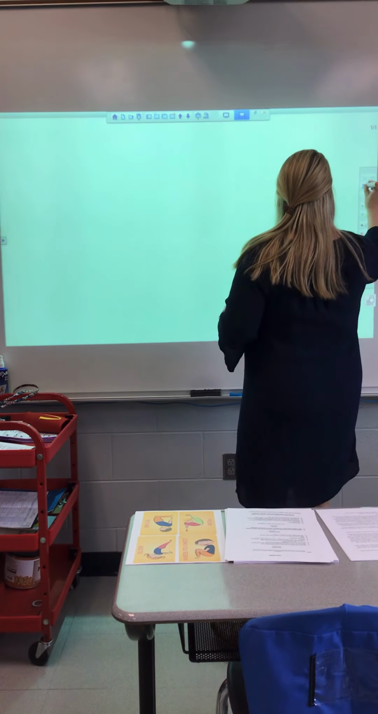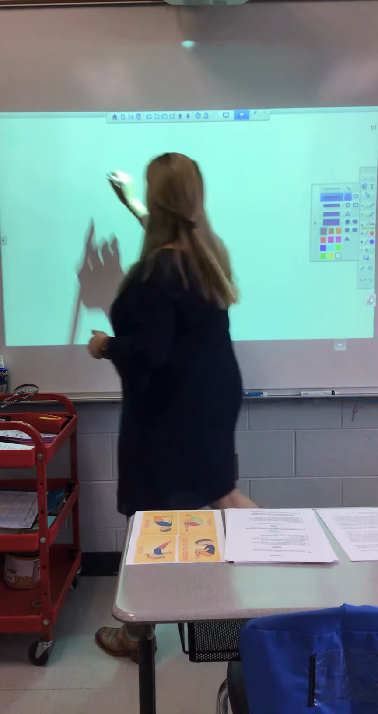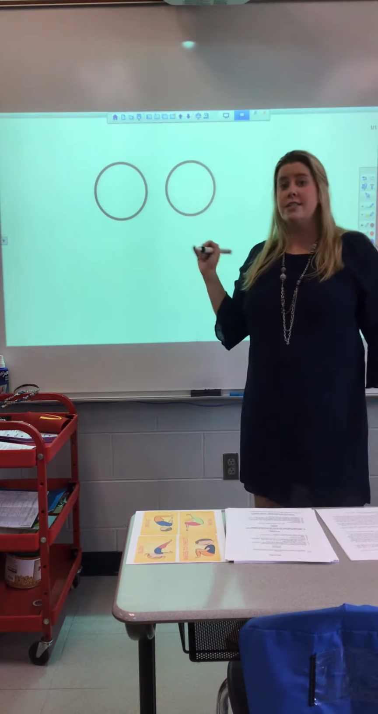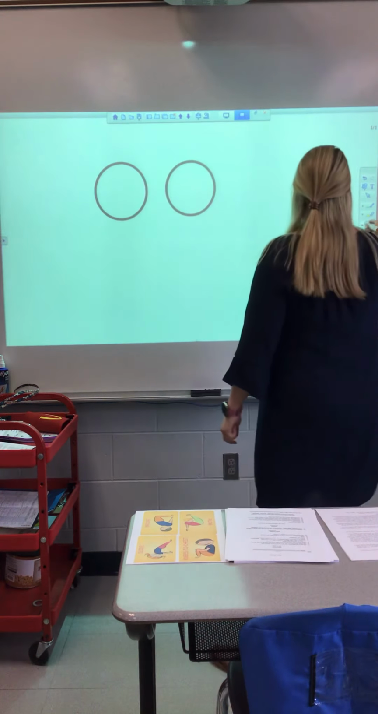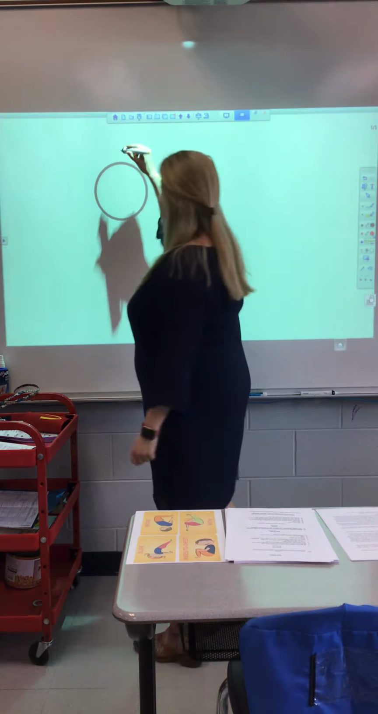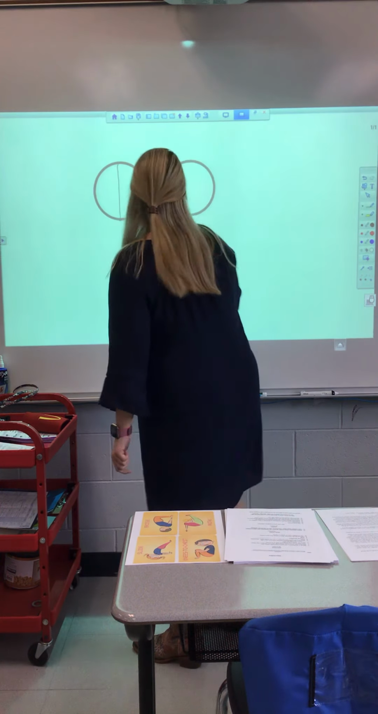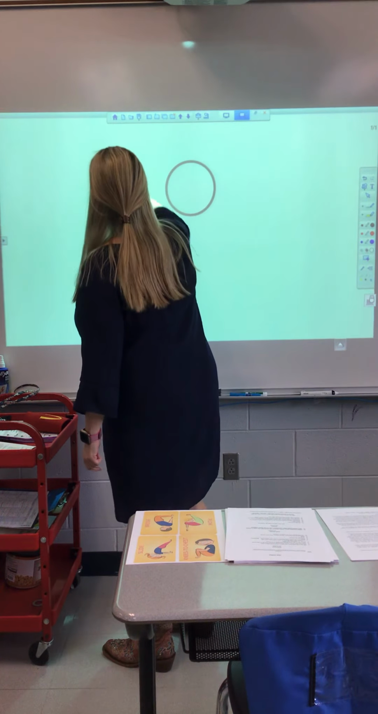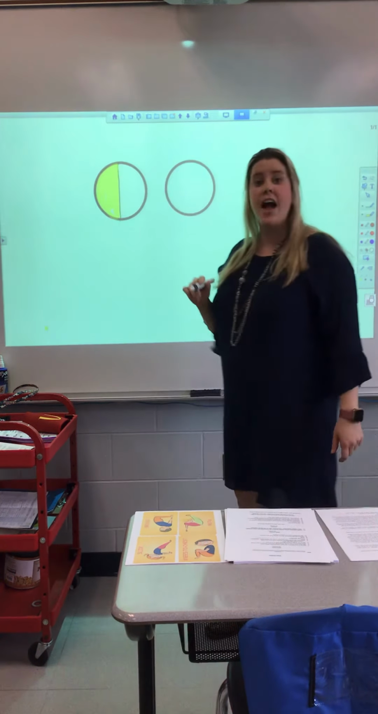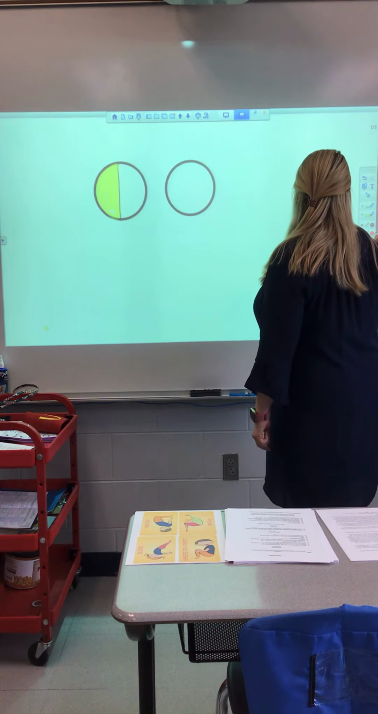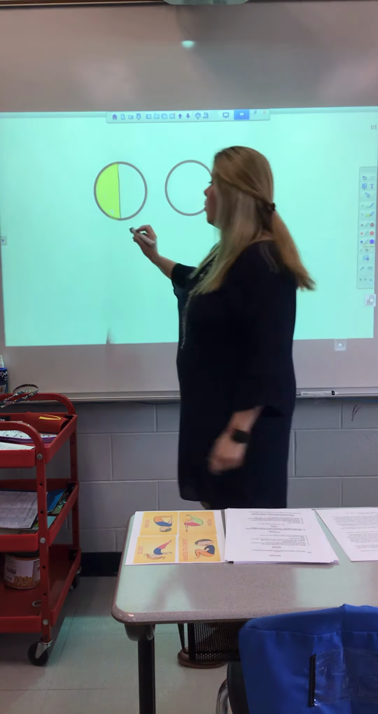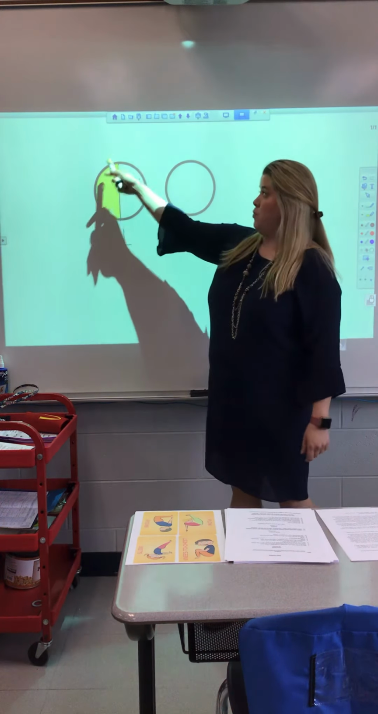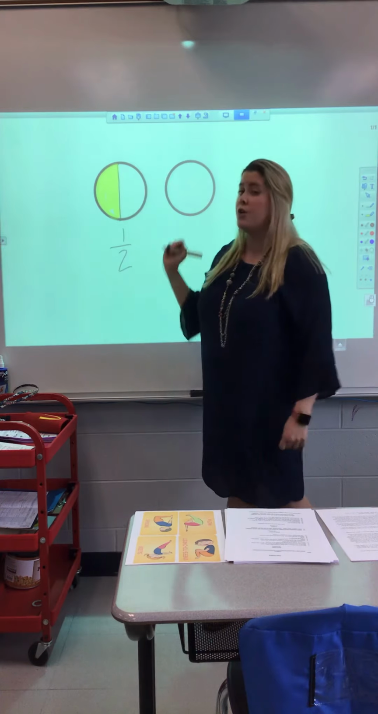All right. If I have two circles that are the same size, okay? And one circle is cut in half, okay? And then I color that half. What fraction of my circle is shaded? Right, 1/2, okay? Because it's 1/2. One part is colored, I have two total.